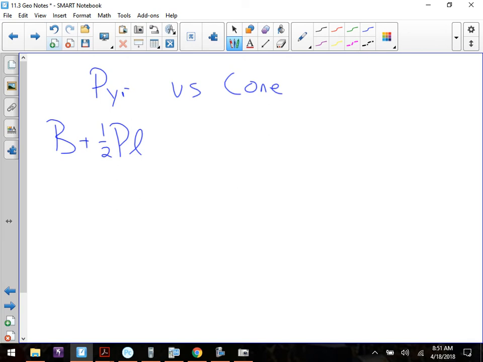If you don't have it memorized, I'm a big proponent of memorizing, but that's crazy. I would say, yeah, use your formula. Just don't guess on this. Pi r squared is the area of a circle, that's the base of the cone.